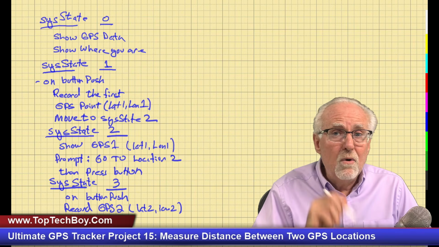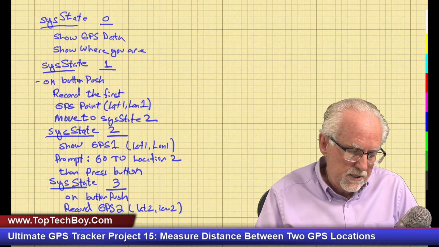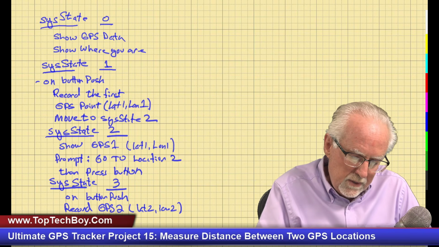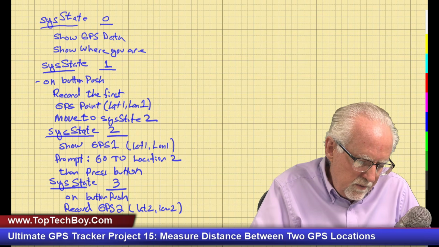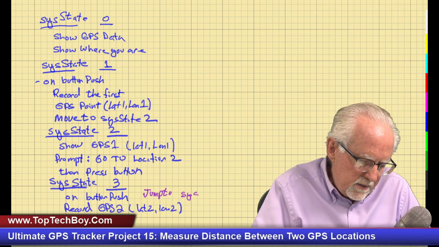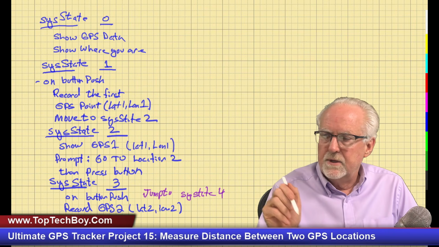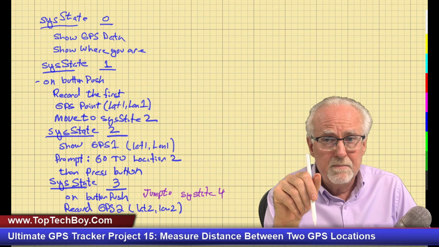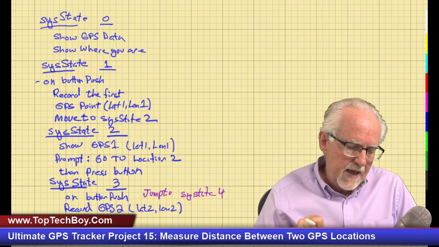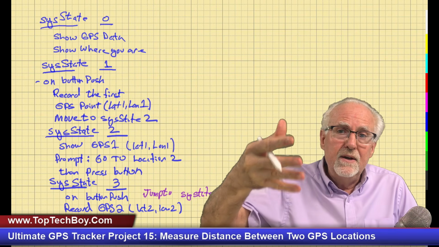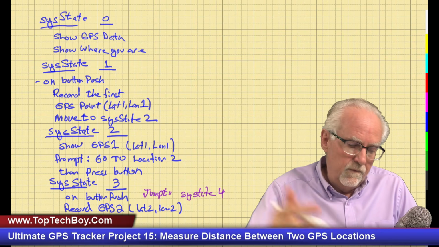Okay, now I don't want to keep getting a new second position, so what do I want to do? And I don't want to go off the bottom of the page here, so then what do I do? Then you jump to sys-state 4, right? We're going to jump to sys-state 4, not on a button push. All sys-state 3 does is we just grab that second location, and then we set sys-state to 4.